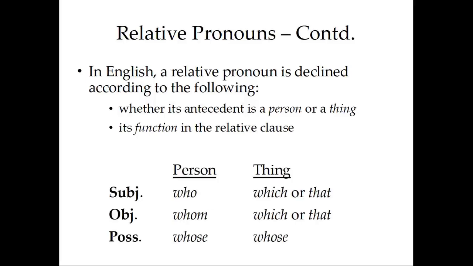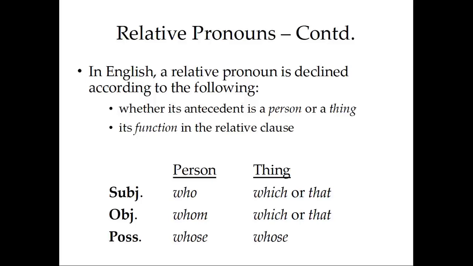So if we were to look at all the different possibilities, the permutations of the English relative pronoun, this is what we'd get. So if we're talking about people, in the subjective case, we're going to see who. In the objective case, we're going to see whom. In the possessive case, we're going to see whose. And for things, we're going to use which or that for both subjective and objective, and then whose, just as with people. The which or that depends on whether this is a restrictive or non-restrictive clause, I believe are the terms.